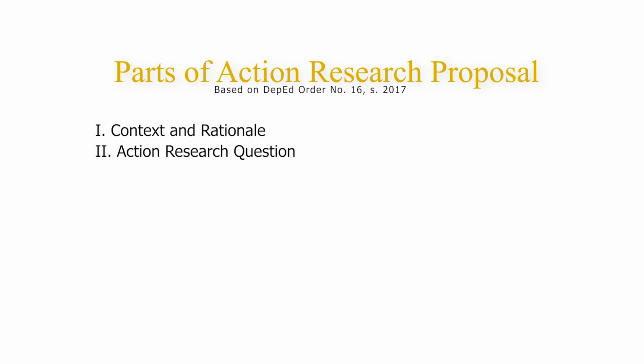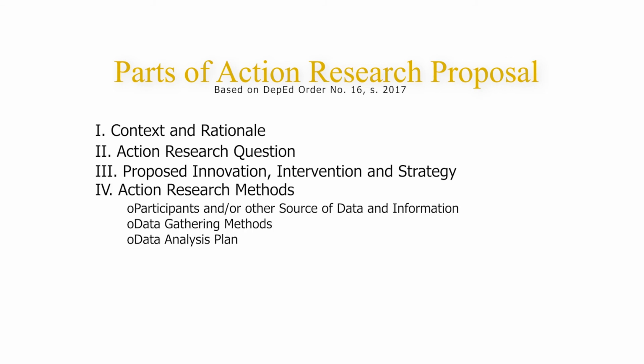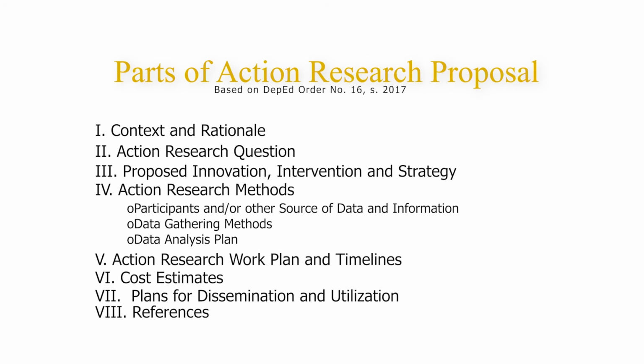As a review, let us check the parts of your action research proposal. First, context and rationale. Second, action research question. Third, proposed innovation, intervention, and strategy. Fourth, action research methods, which include participants and/or other sources of data and information, data gathering methods, and data analysis. Fifth, action research plan and timelines. Sixth, cost estimates. Seventh, plans for dissemination and utilization. And the last part is references.